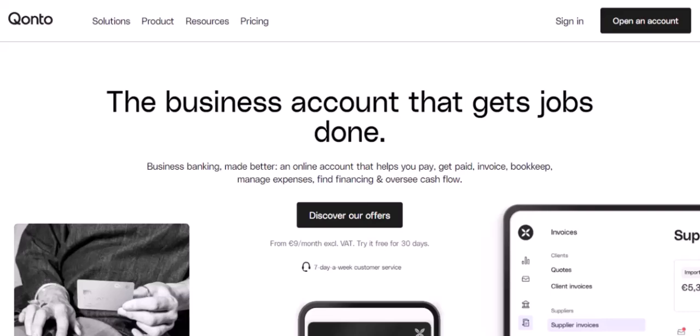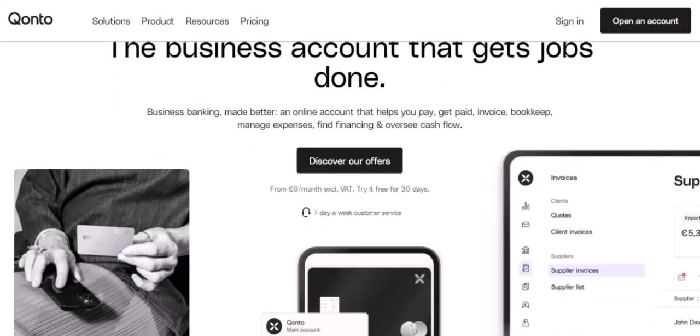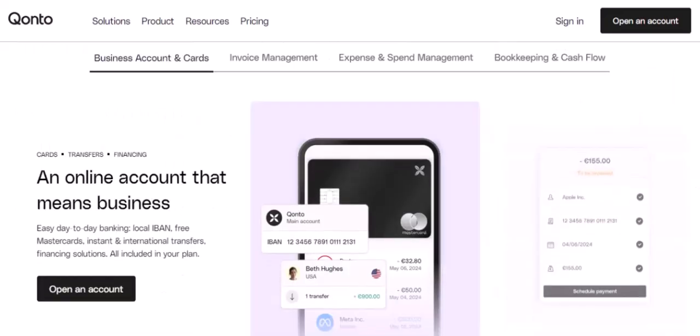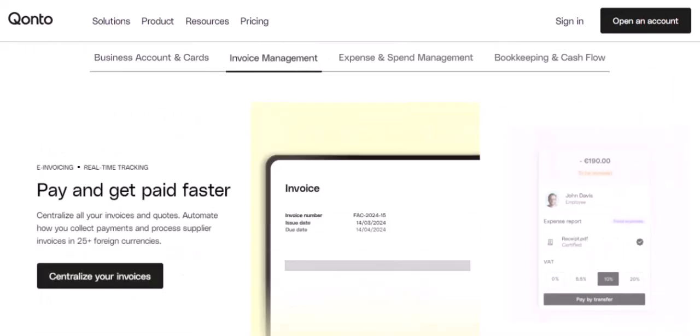Why market cap matters? Market cap is a crucial metric for investors and analysts. It provides a snapshot of a company's size and financial health. A high market cap often indicates a large, well-established company, while a lower market cap might suggest a smaller, potentially riskier investment.